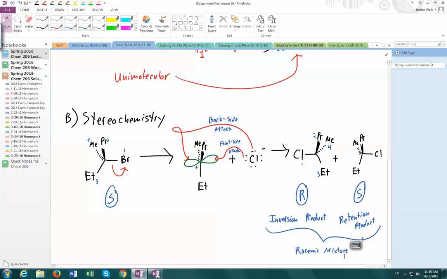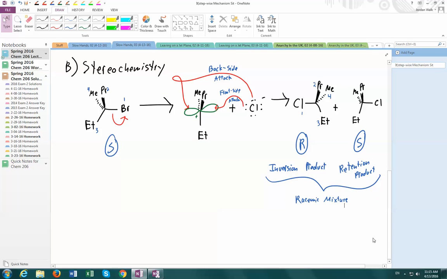Was our starting material optically active? Yeah, it was, right? It was chiral. Are our products together optically active? No. They're not, right? We basically wiped out that optical activity because by going through an SN1 mechanism, we end up with a racemic mixture, and so those are going to cancel each other out.